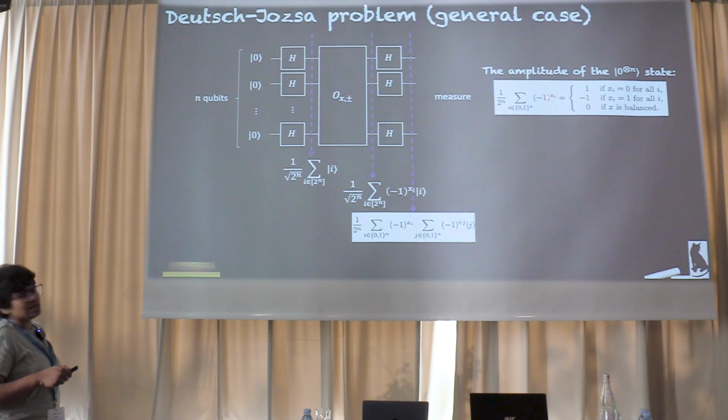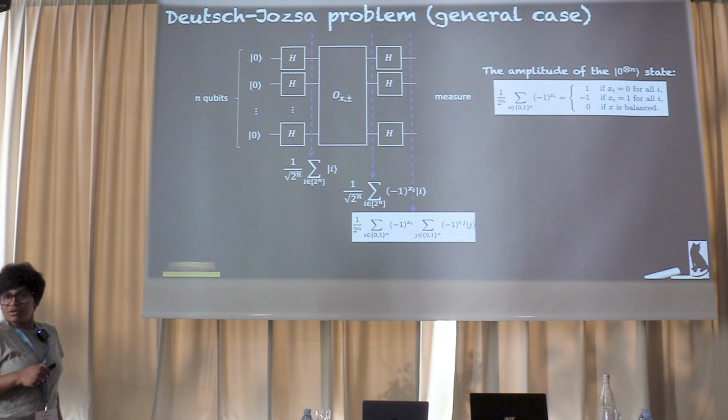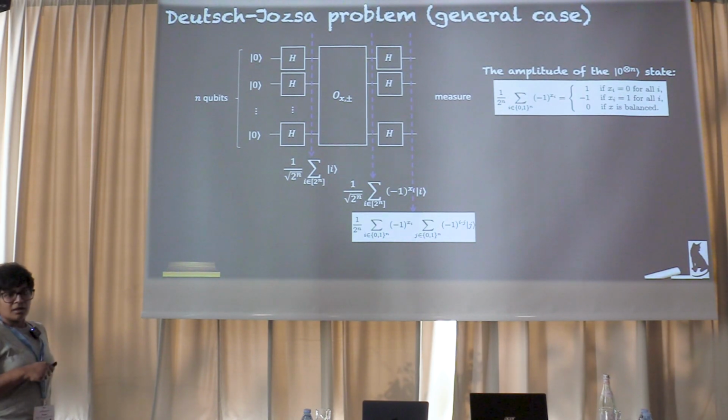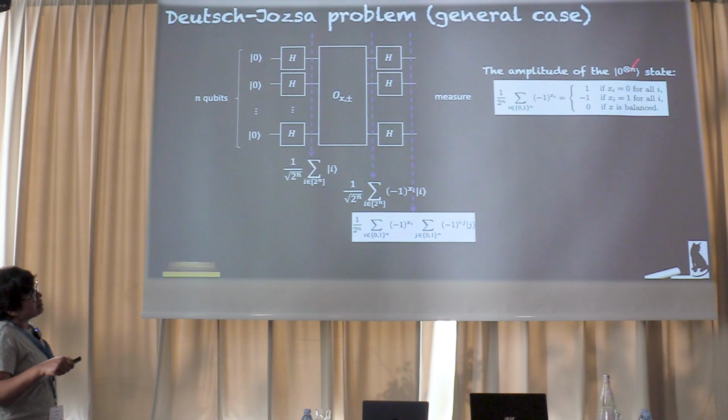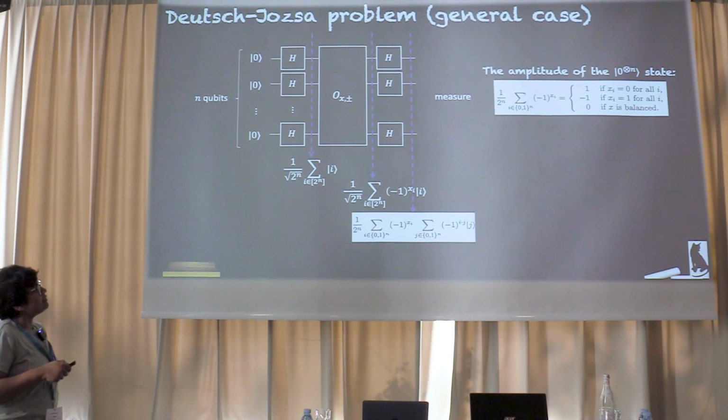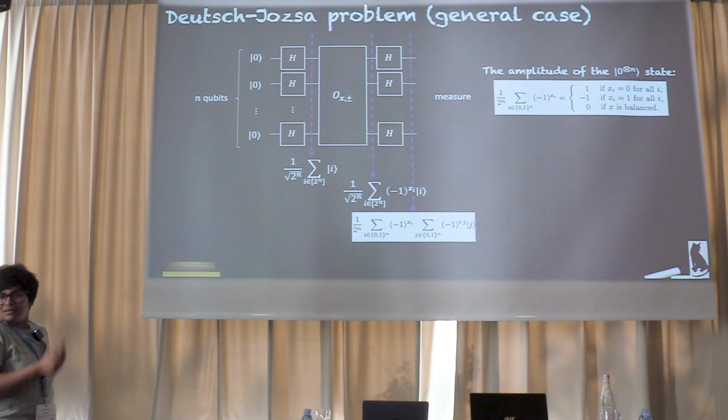But if this was balanced, then I know there will be half of the indices which will be minus 1, and half of the indices where x_i is 0, which will contribute 1, and they will cancel out, and then you will get the amplitude as 0. So if I measure all these qubits in the end, and if I get the all-0 state, then I cannot be in the balanced case. You see? Because the amplitude on that is 0 when it's in the balanced case. So if I get this state, I cannot be in the balanced case, which means I am in the constant case. This is how I can distinguish.